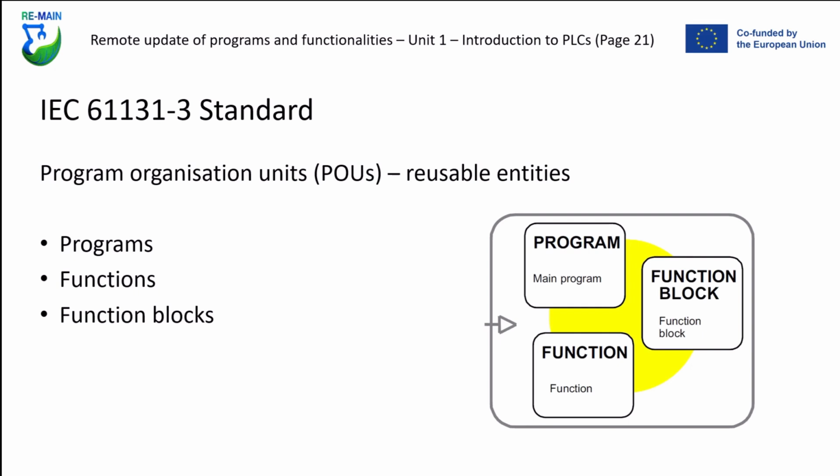According to the standard, there are 3 types of POUs. The first one is the program. This is the highest level program organization unit. It contains the main logic and calls other POUs.